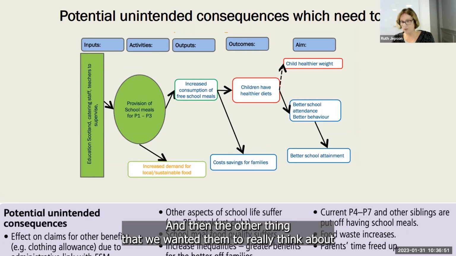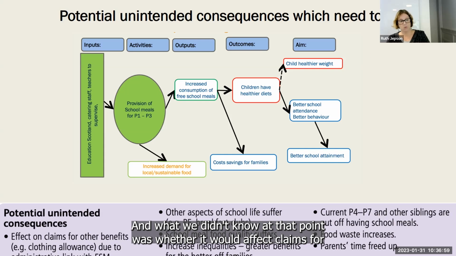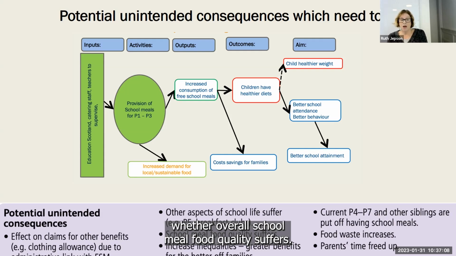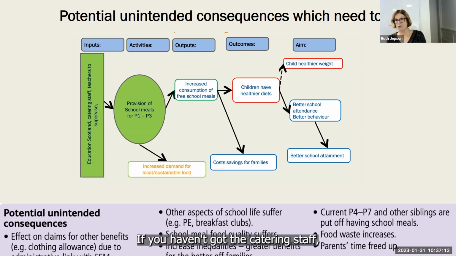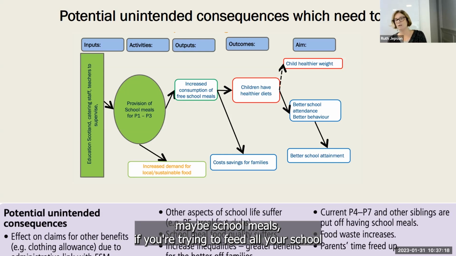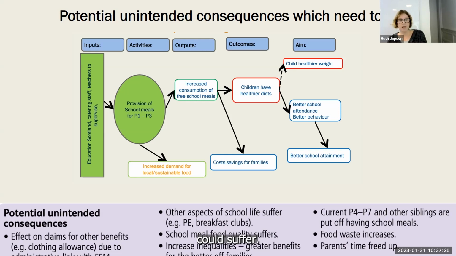And then the other thing that we wanted them to really think about was some of the unintended consequences. And what we didn't know at that point was whether it would affect claims for other benefits due to the link with subsidising free school meals, whether overall school meal food quality suffers. If you haven't got the catering staff, if you haven't got the budget, if you haven't got the resources, maybe if you're trying to feed all your school as well, all the other P4 to 7, the overall school meal food could suffer.